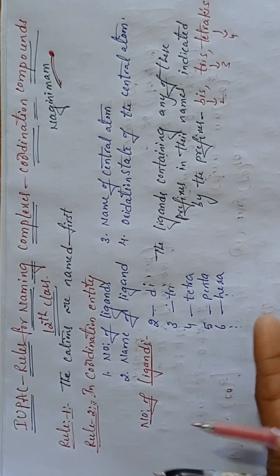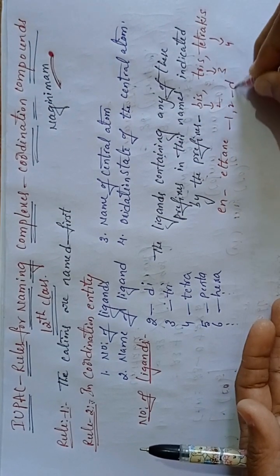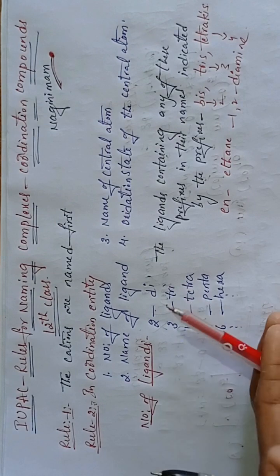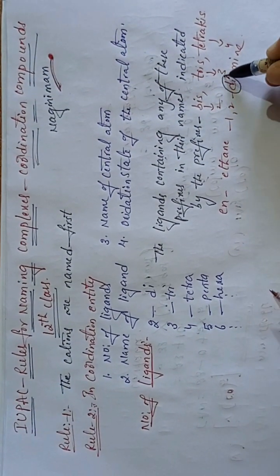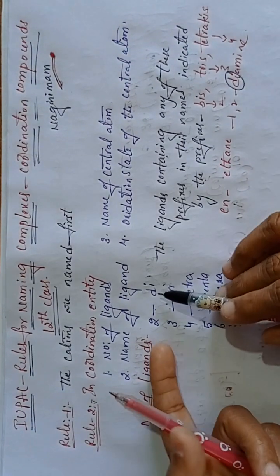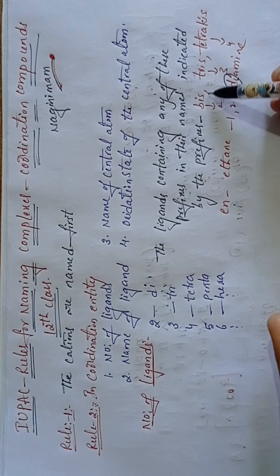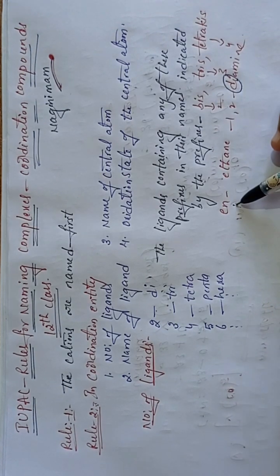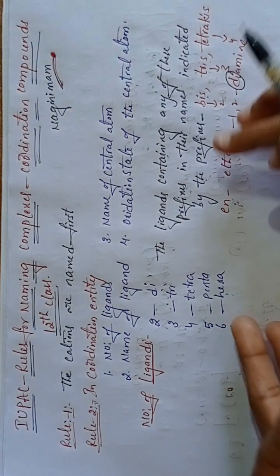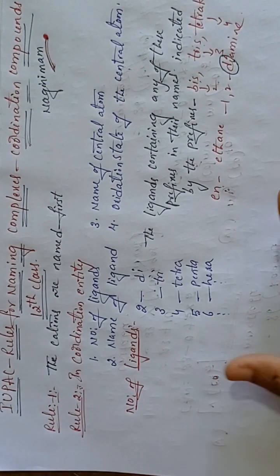For example, en is there. What is the name? Ethane-1,2-diamine. That means in en, the prefix di is already there, correct? So in its name the prefix di is already there. So in this case we have to use bis, tris instead of the numerals. Suppose two en are there, bis; three en are there, tris we have to use. You should not use di or tri. Are you clear? Like that.